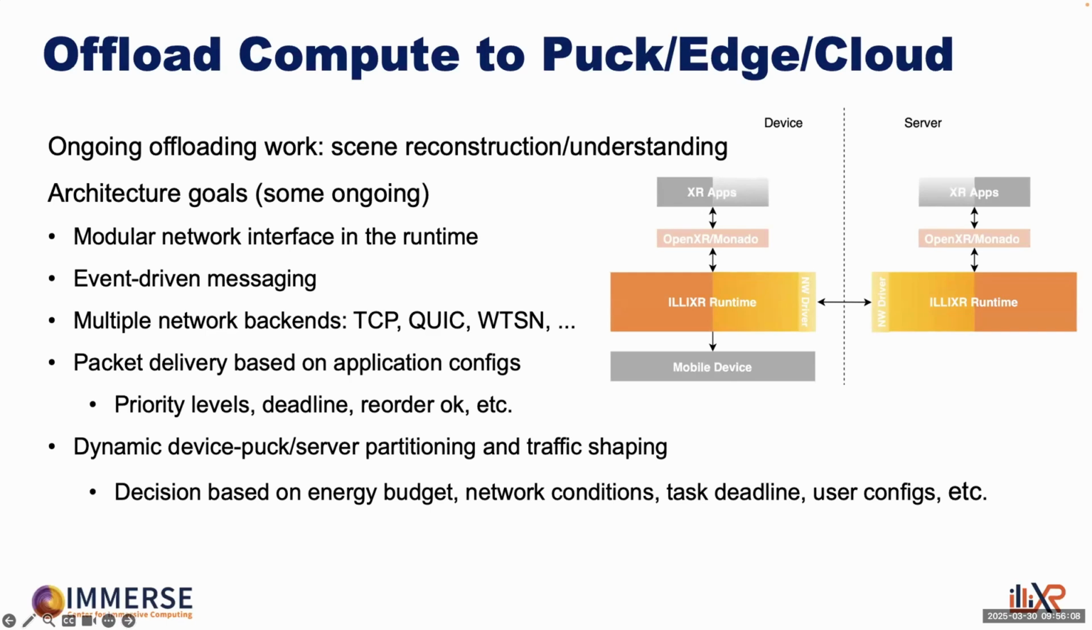We are building a modular network interface inside ILLIXR's runtime for a flexible and coordinated distribution of the application and other computations. The network interface will support multiple network backends and deliver packets with fine-grained configuration. And based on the energy budget, network conditions, task deadlines, and user configurations, the runtime will make informed decisions on what to offload, where to offload, and provide guidance to the networking stack for more efficient network resource usage.